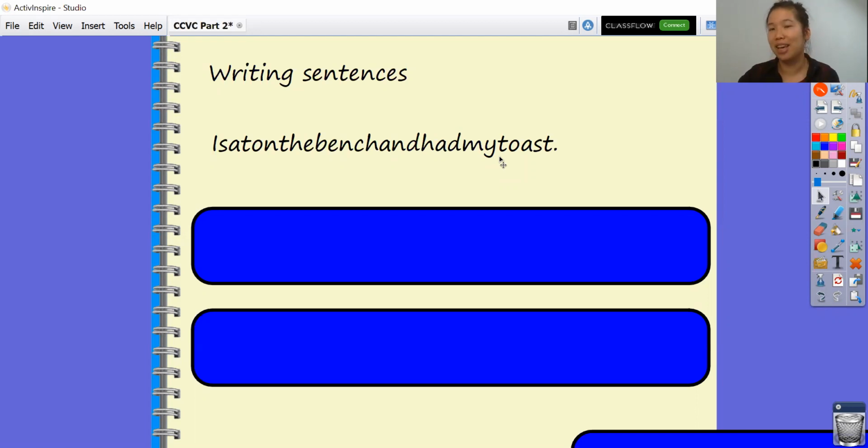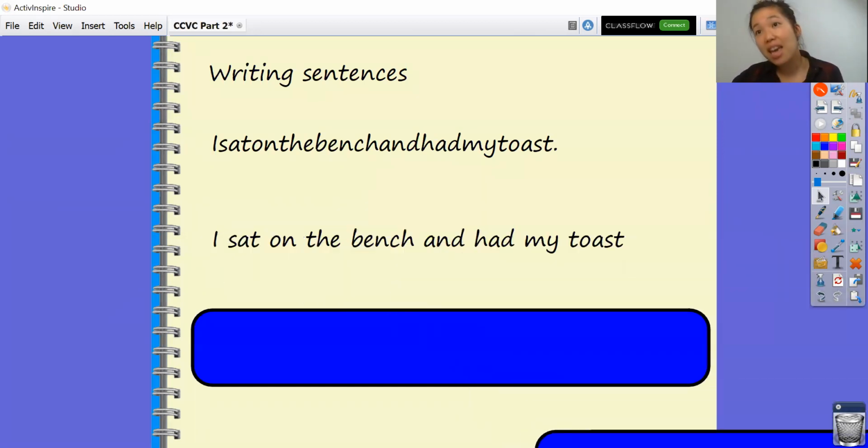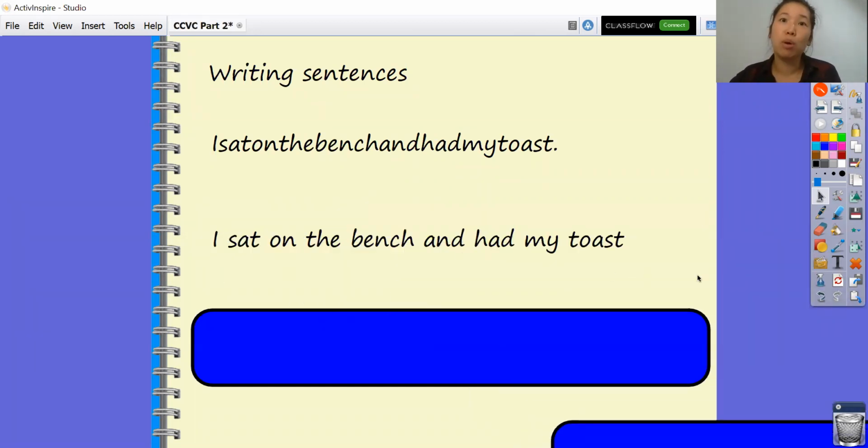So if you wrote it like that, you need to make sure you remember the finger spaces, okay? If you wrote your sentence and it looked like this, tell your adult what's wrong with this sentence. Tell them what's wrong. This time you remember the finger spaces, but what did you forget in this one? Have a good look and then tell the adult what's wrong with that sentence.